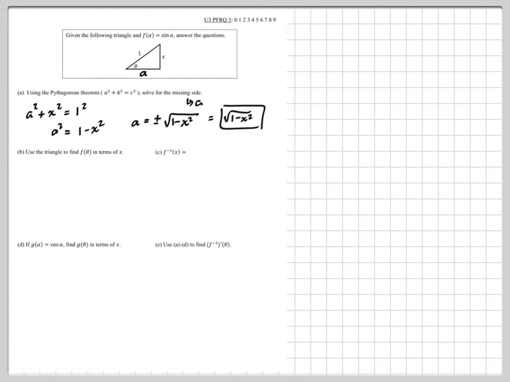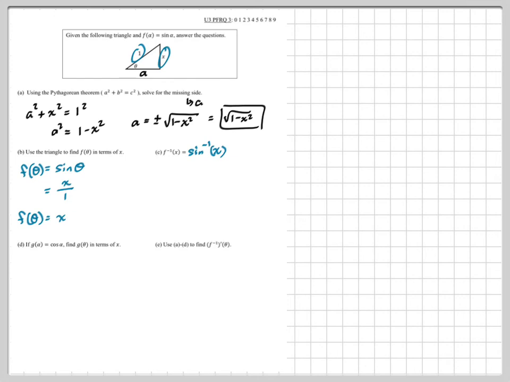And then the next question says use the triangle to find f(theta) in terms of x. And so I have f(theta), and that's sine of theta. I plug theta in the sine, and that's opposite over hypotenuse. And so this equals x over 1. So f(theta) equals x. Next, we're asked to find the inverse, f inverse, which you guys know is sine inverse. And we're plugging x into it, and we have to find it.